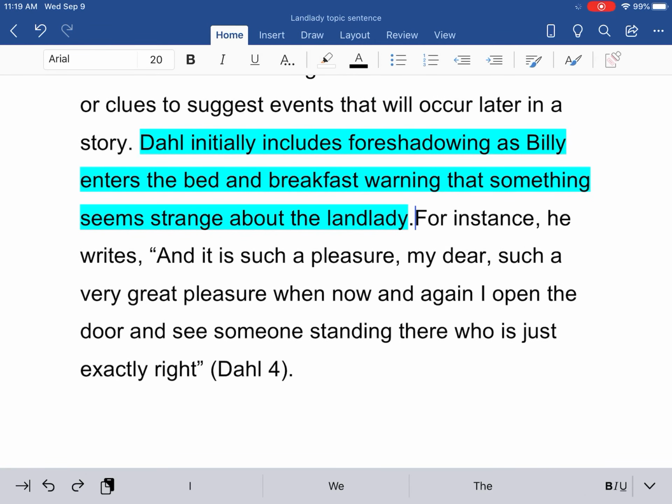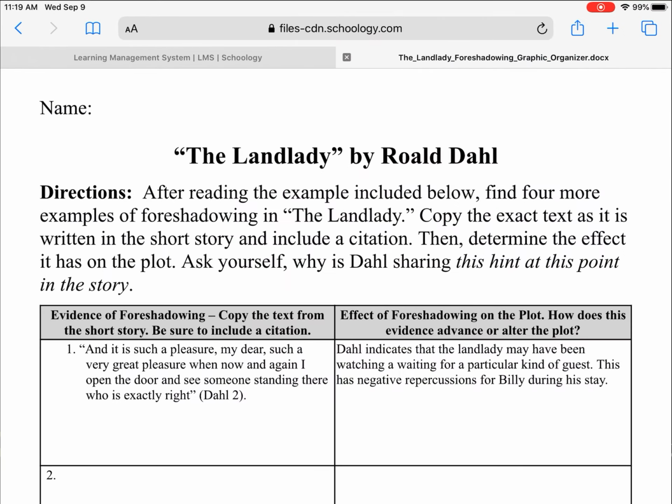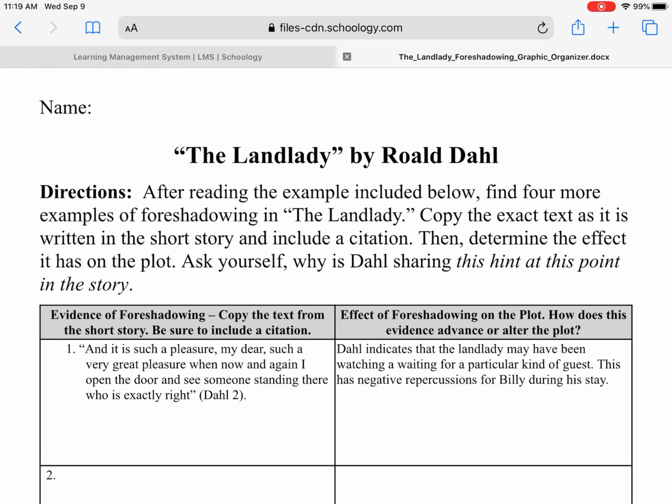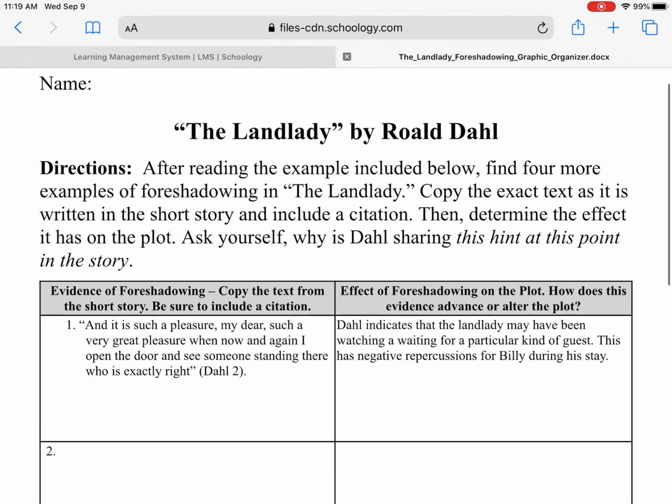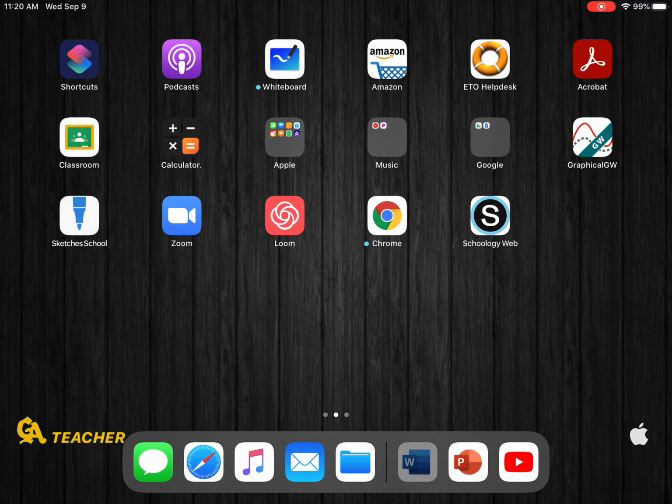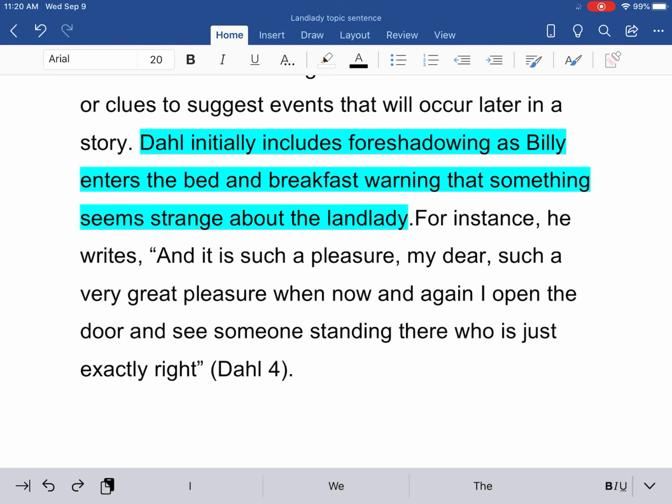Oh, remember the chart that we worked on? If I go back into Schoology, it's in your OneDrive. You've already got this filled out completely. You've got 5 examples of foreshadowing, including the quote that I just used. And on the right-hand side, you've already begun analyzing the effect of that foreshadowing on the plot. So we're simply going to copy this information over into our analysis paragraph.